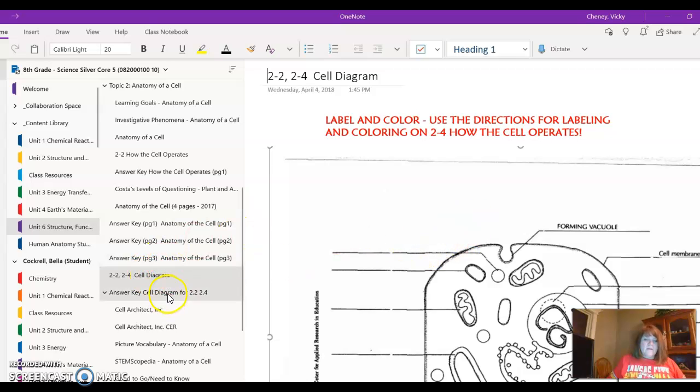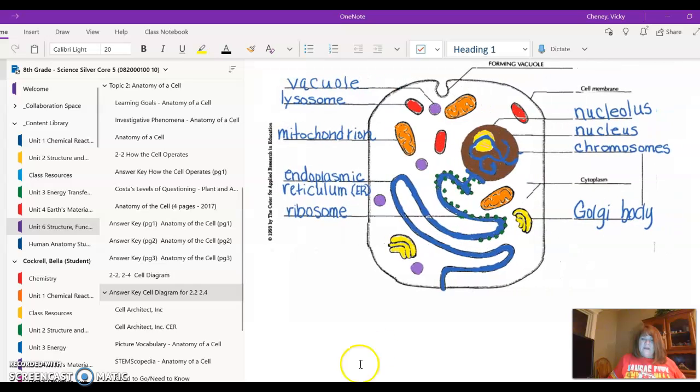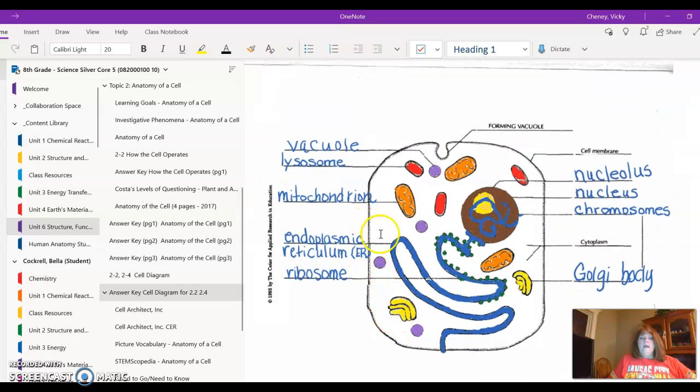Okay, so then here's the cell diagram. Right here is the one that I posted for you to look at. And we have these little vacuoles. These are the lysosomes, the mitochondria. The endoplasmic reticulum, which you can see looks like a series of tubes. The Golgi body looks like a stack of pancakes. Over here, you're going to have the nucleus, and inside the nucleus, the yellow part is the nucleolus, and the little RNA or chromosomes in here.